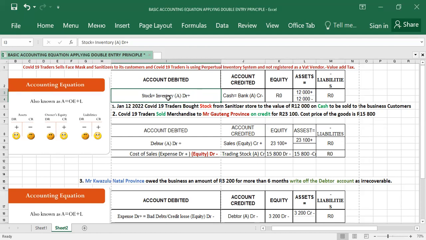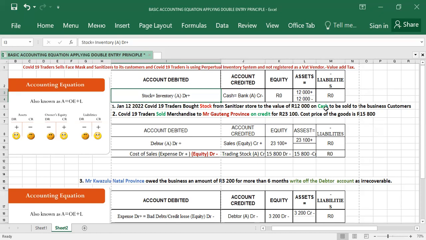But if you were using a periodic inventory system, the stock could have been recorded in the purchase account. However, we are working with a perpetual inventory system. Our stock will be known as inventory, but not stock. We record what we buy. If it's stock, we are going to call that stock an inventory account, or we are going to be recording that stock in the inventory account. We are done with the stock account.